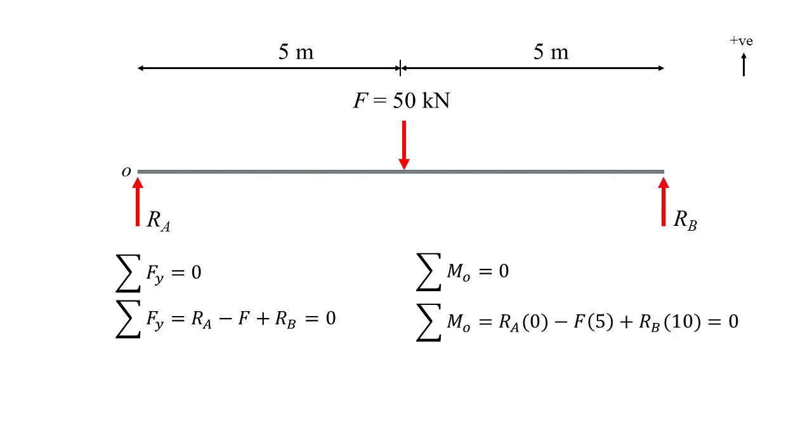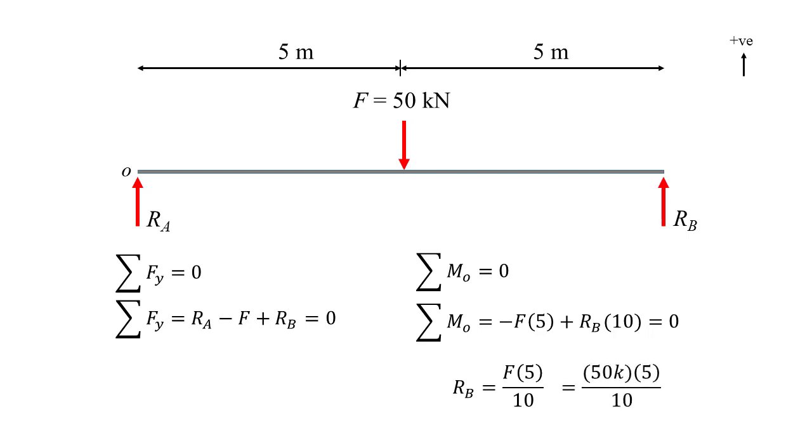As RA does not produce any moments, the moments equation reduces to negative F times 5 plus RB times 10 equals 0. This equation allows us to solve for RB because that's the only unknown. By transposing the equation, we get RB equals F times 5 divided by 10. With F being equal to 50 kilonewtons, RB is then equal to 25 kilonewtons.